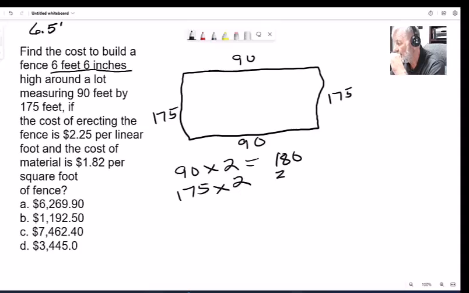175 times 2 should be 350. Is that right? Okay, 175 times 2 equals 350. Now we just want to total this. So 350 plus 180 equals 530. So that is our linear feet, 530 feet. You see how I got that? So I'm going to take this 530 linear feet and put it over here, and then I'm going to erase my box.